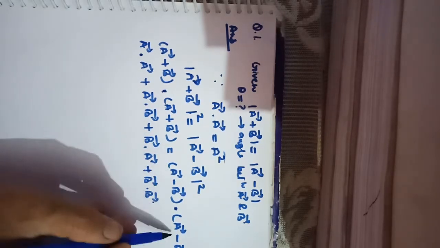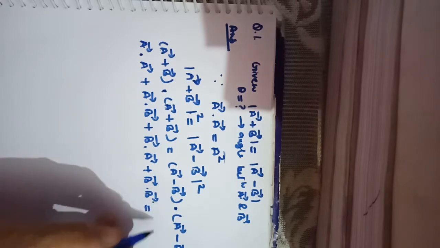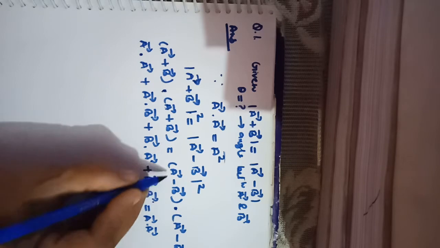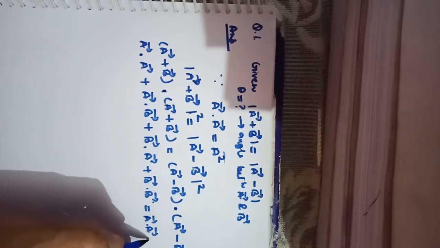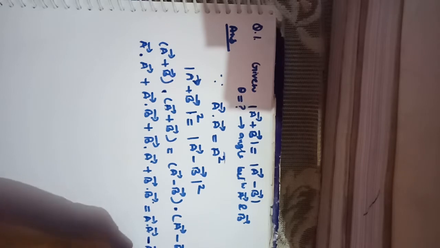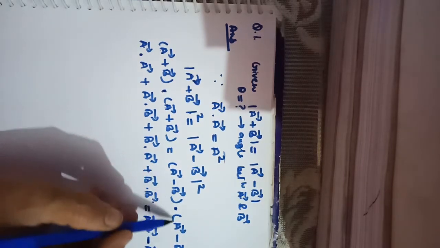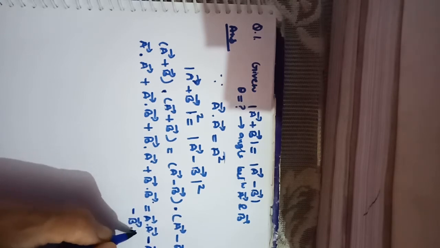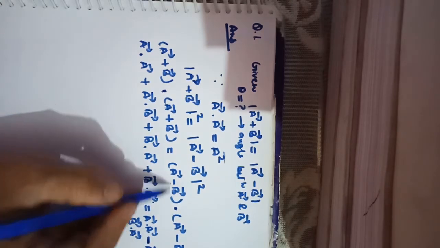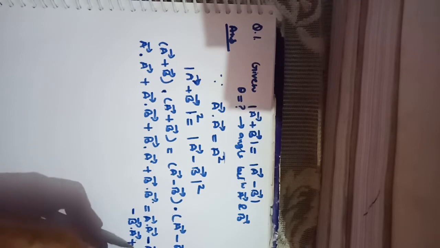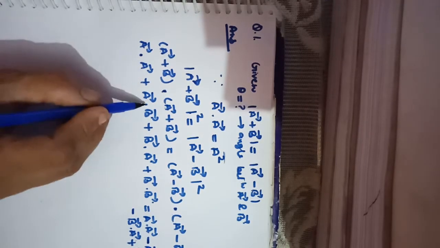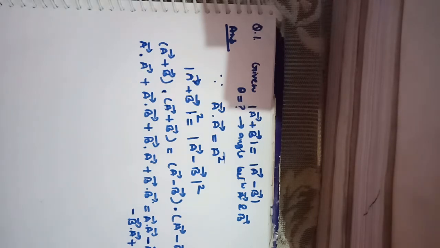Clear? And now multiply here also: a dot a, now a dot minus b, so you will write minus here, and a dot b. Similarly minus b dot a, and minus minus plus b dot b. You have to write this dot sign here, that is compulsory.